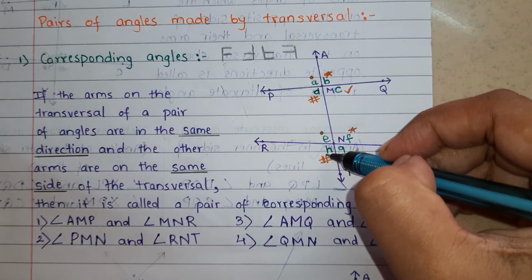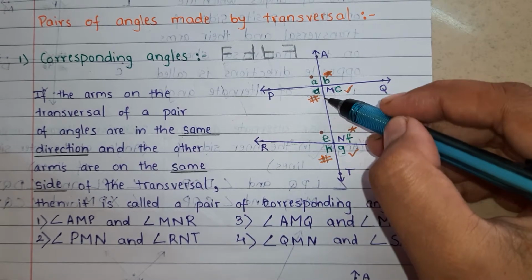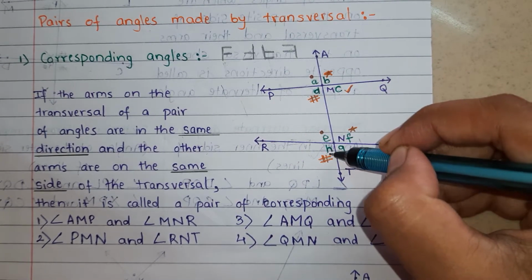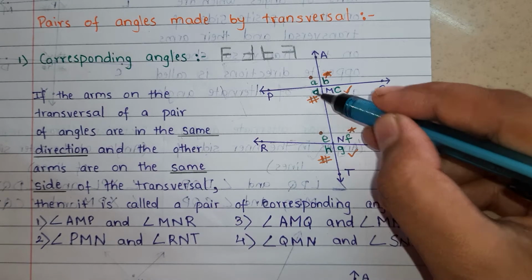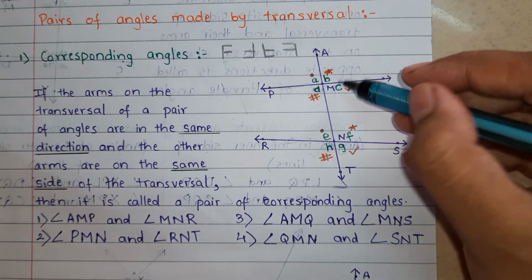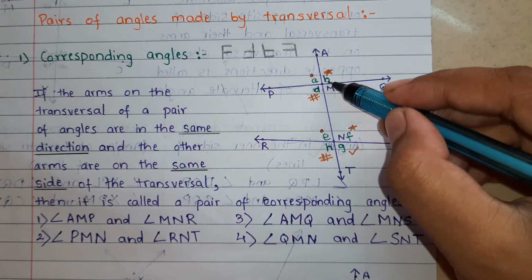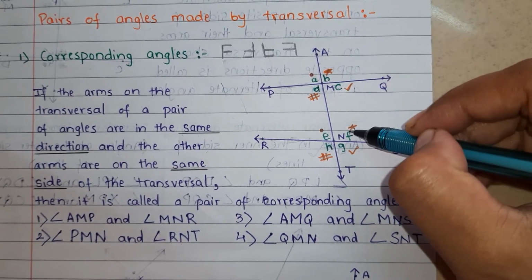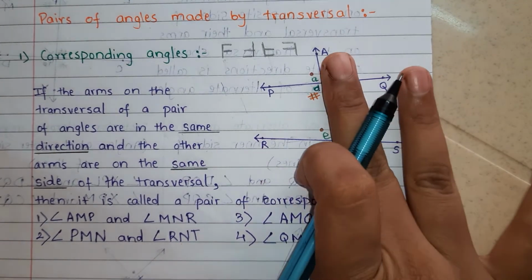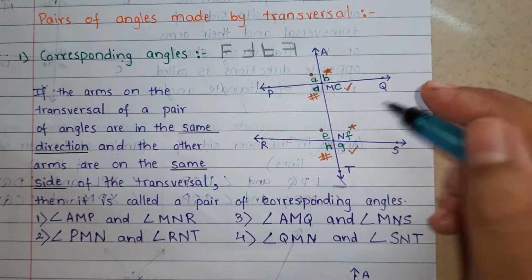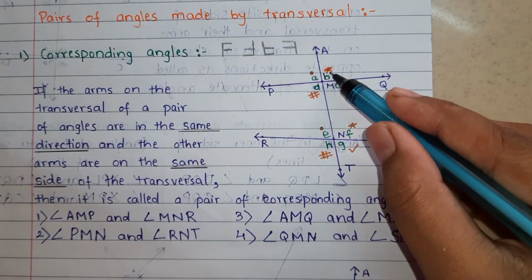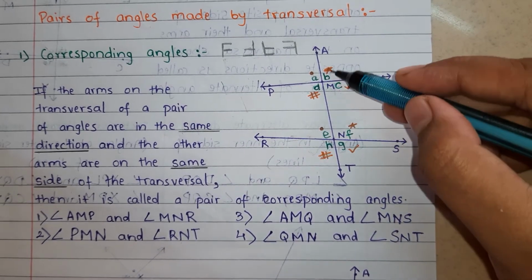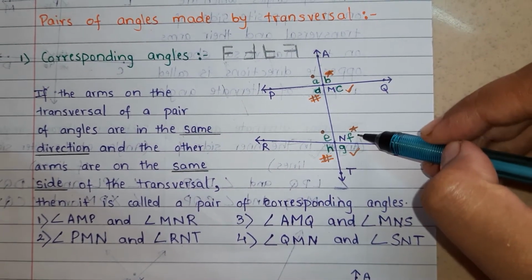D and H are corresponding. See, both D and H are on the left side of the transversal, and D is below this line, H is below this line. So D and H are corresponding angles. Next, B and F, star star. Why are they corresponding? Because B and F both are on the right of the transversal, and B is above this line, F is above this line. So both right, both above. So B and F are corresponding.